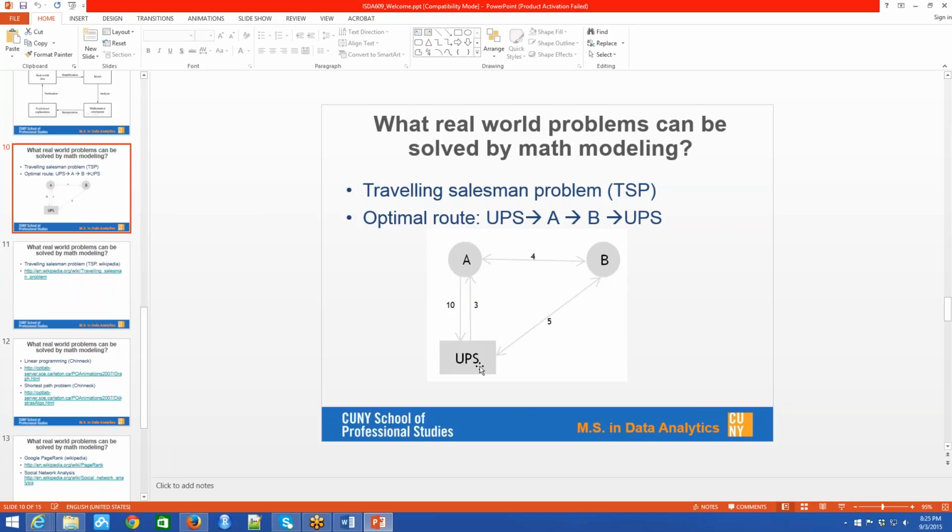So you don't really want to go to UPS, go to B, and go to A and come back. That cost would be 19 minutes versus this cost, which will be 12 minutes. So that's one type of problem that we're trying to solve. But the reality is this particular problem is a mathematical problem. It's an optimization problem, a nonlinear optimization problem that actually can be solved.